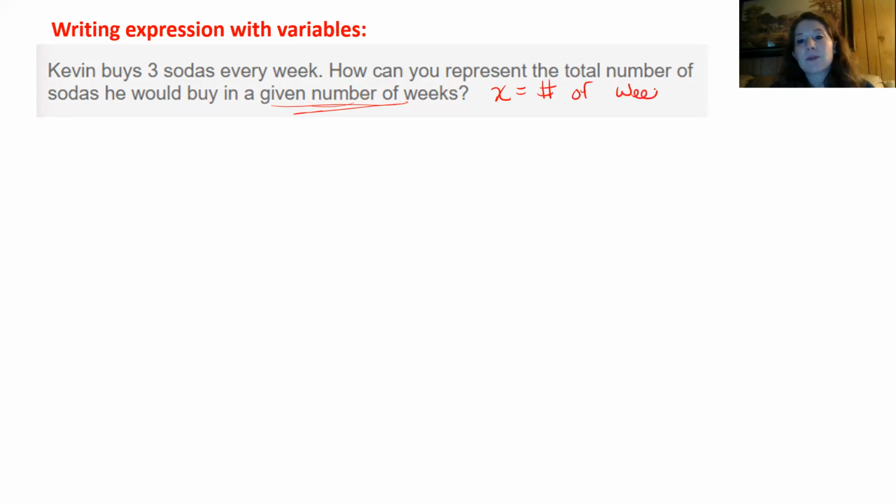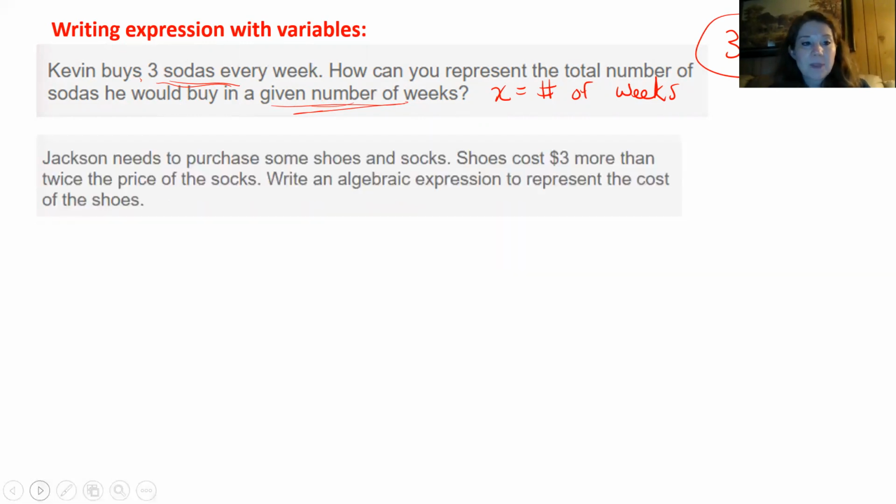So let's say we're talking about 3 weeks. How many sodas would Kevin have bought altogether? 9, right? What about 5 weeks? How many sodas? 15. What about 10 weeks? How many sodas would he have bought? So basically what we're doing is we're multiplying the number of weeks times 3. So since X is the number of weeks, our expression would simply be 3X. And X represents the number of weeks. Notice there's no equal sign. That's why this says expression and not equation.